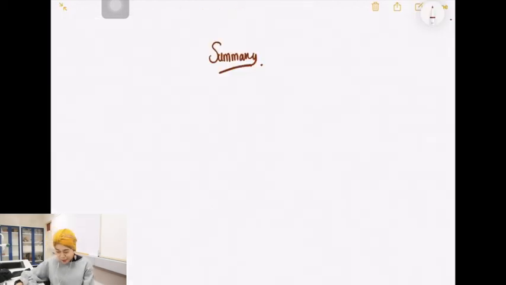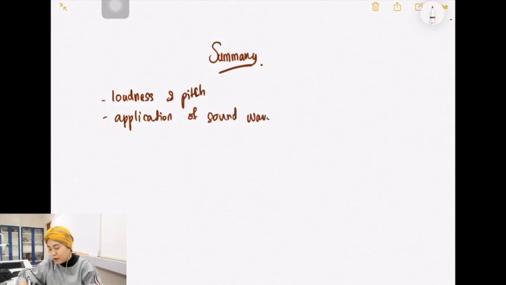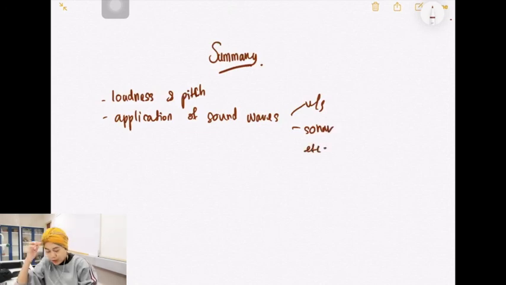So let's look at the summary. You've learned about loudness and pitch and what affects them. You also learned applications of sound waves, which include ultrasound, sonar, etc. And you also learned calculations involving sonar, which is v equals 2d over t.